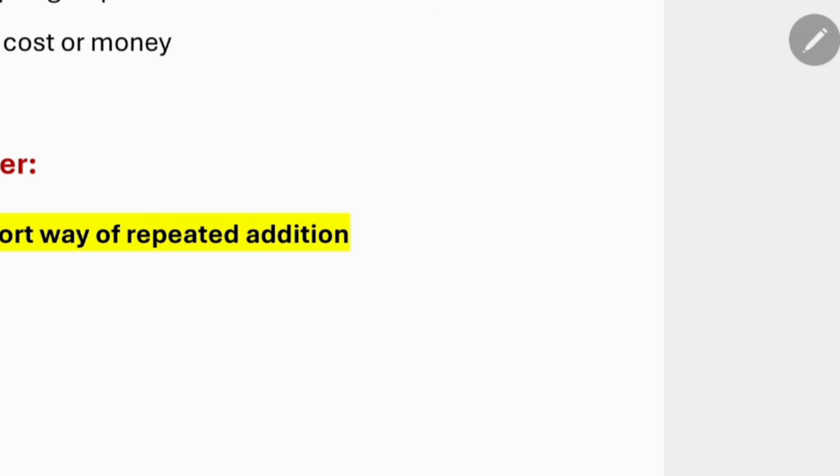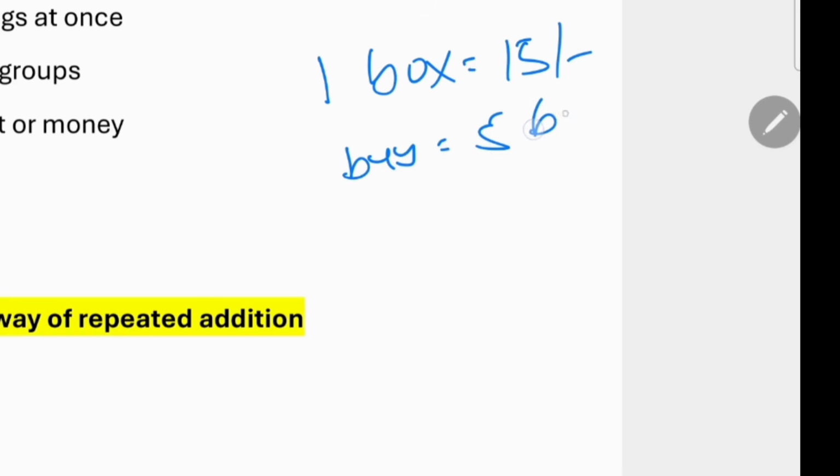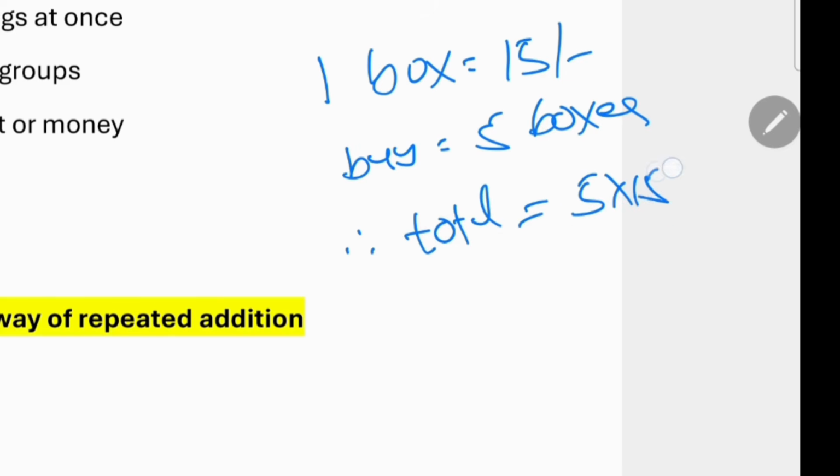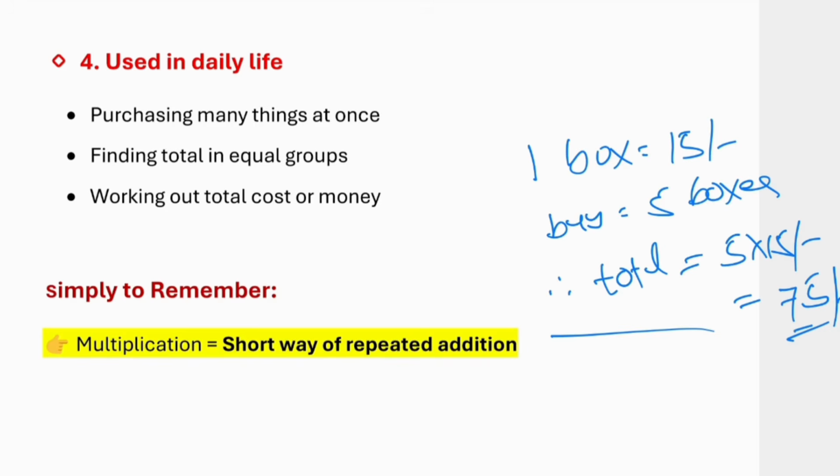Another example, to buy boxes, the cost of one box is equal to 15 rupees. You buy 5 boxes. Therefore, total box cost is equal to 5 into 15 rupees is equal to 75 rupees. Similarly, eggs in a tray, students in groups, biscuits in packets, and so on. We can find the cost of any things through multiplication.